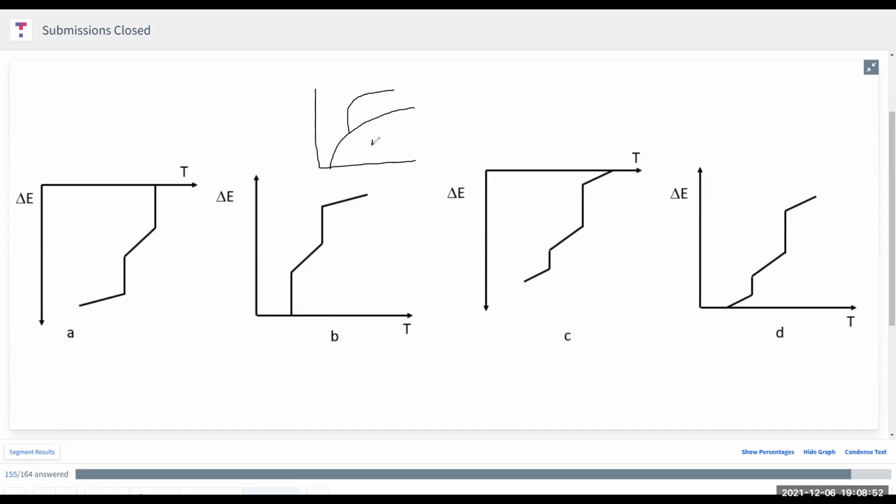Let's say that we are going from A to B over here. For this transition, if we draw the temperature on the x-axis and change in energy on the y-axis, this is 0. That means below this is negative. So when you go from A to B, here's the temperature of A.